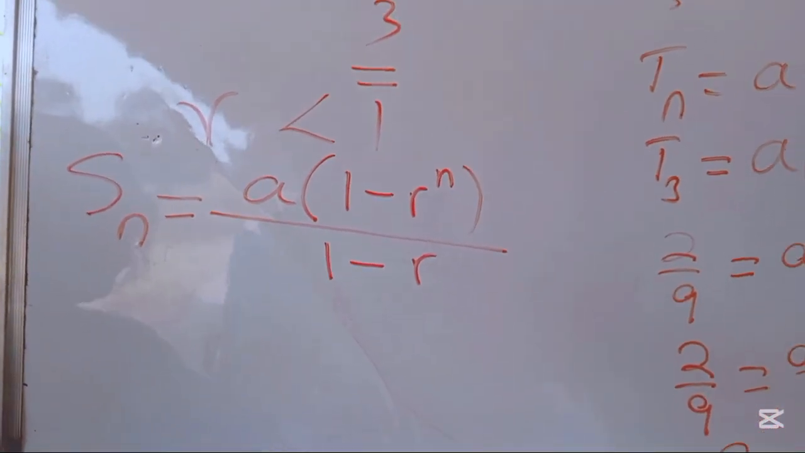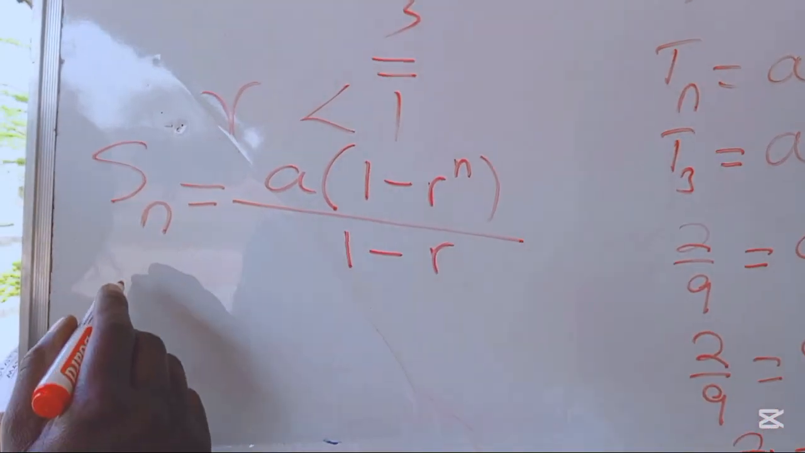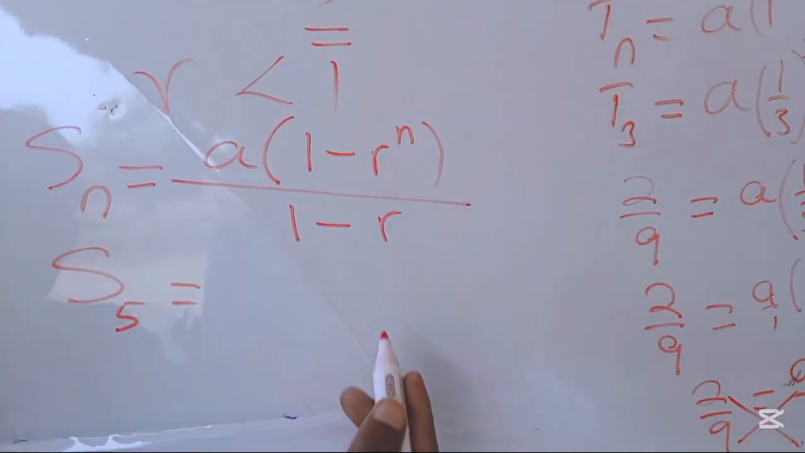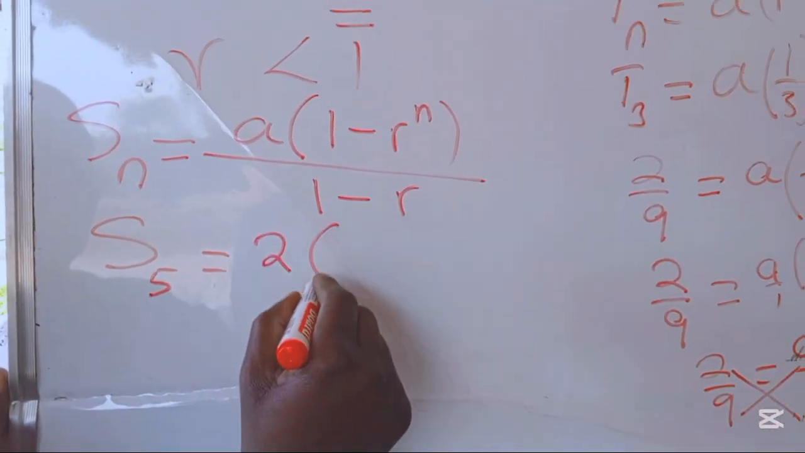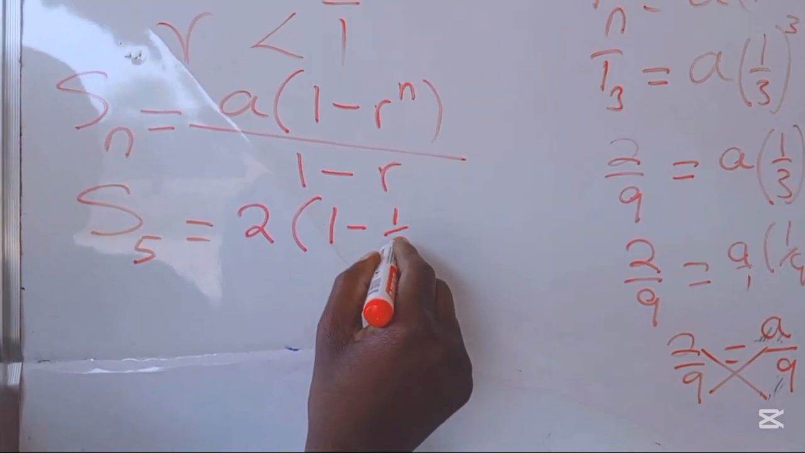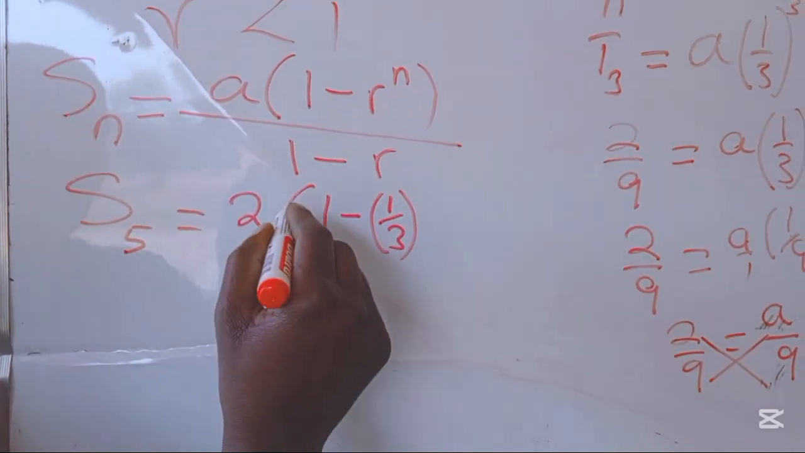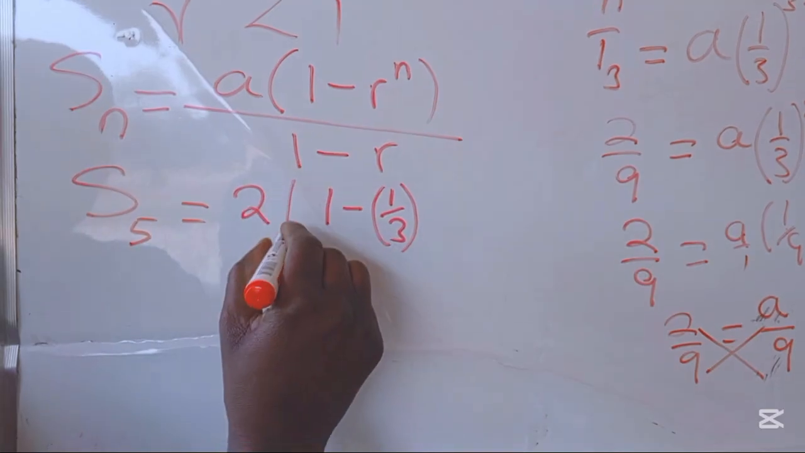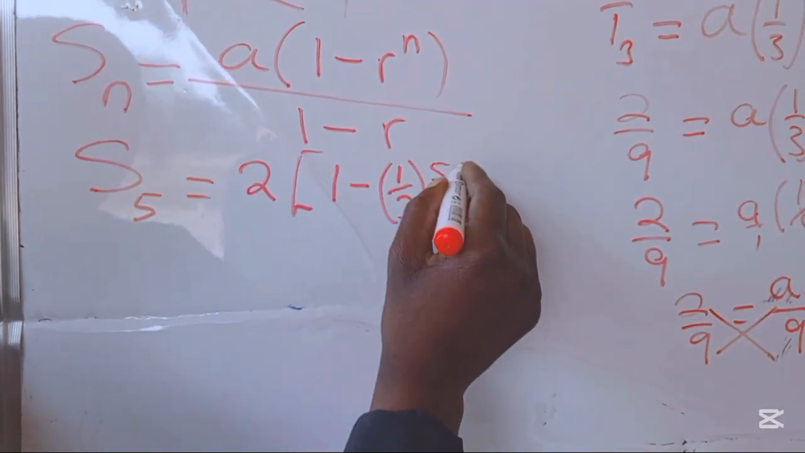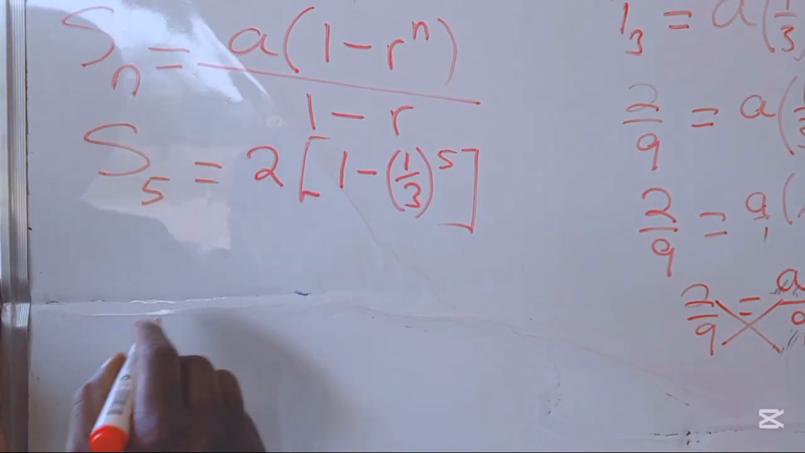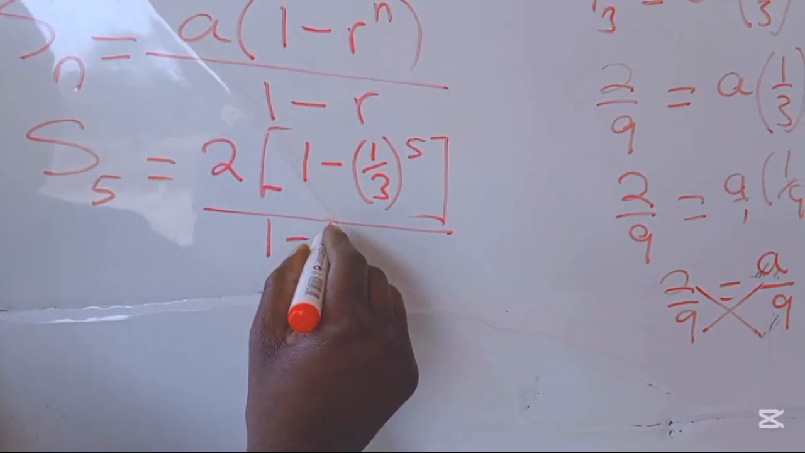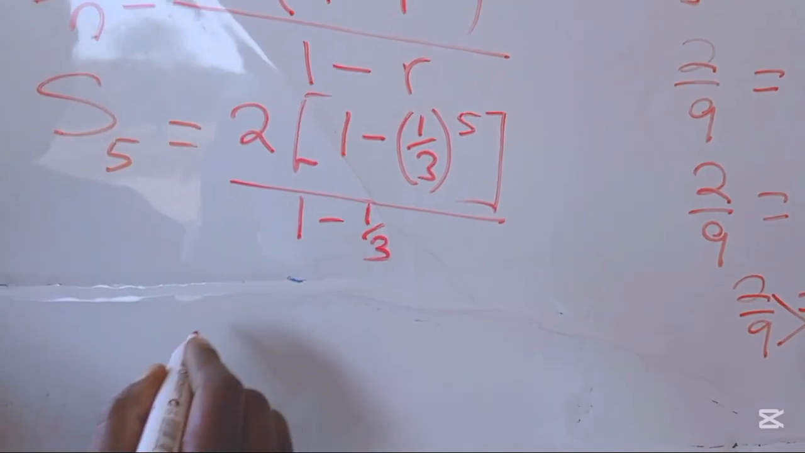So they are saying I should find the sum of the first 5. Where there is n, I put a 5. First term, we know now our first term is 2. And you agree with me that this is the same as 1 over 3, which is my ratio. Put it in brackets, to the power n. What is my n? It is 5. Ladies and gentlemen, we are there. Over 1 minus 1 over 3.